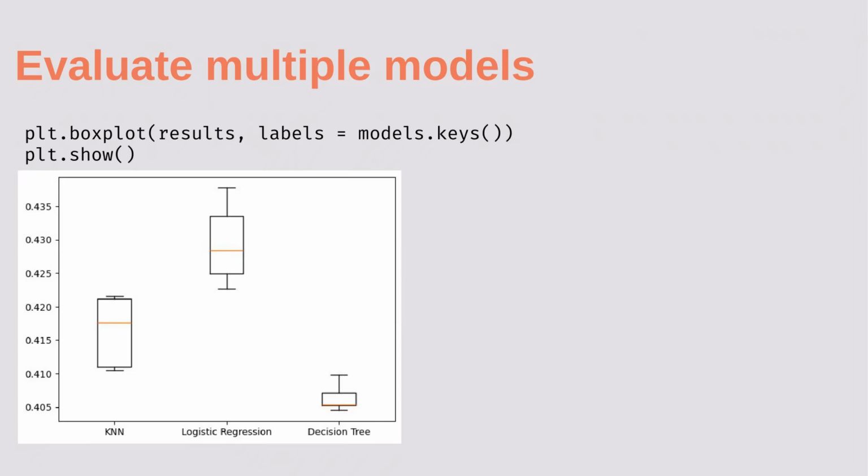The orange line inside the box shows the median accuracy score. That's the middle value of the cross-validation results for that model. This gives a good sense of the typical performance. Looking at the plot, we can see that logistic regression has the highest median score compared to other models. This suggests it performed the best overall on our dataset. So based on cross-validation, logistic regression appears to be a top performer for this classification task.